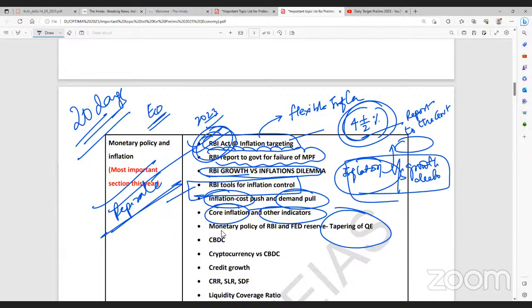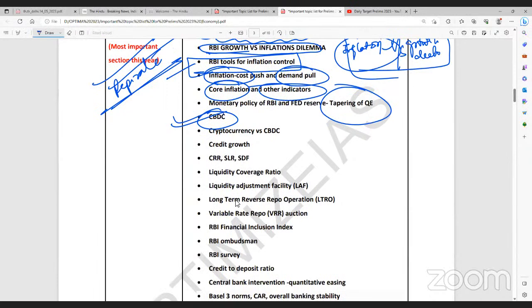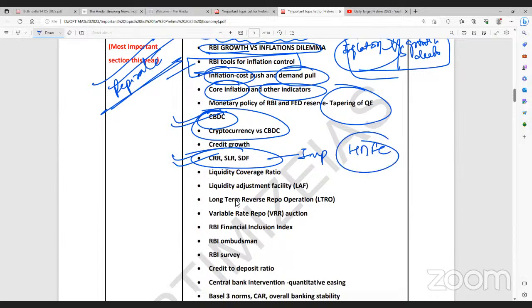Next topic is digital currency. Very, very important. They can ask you what the features of digital currency are. Then CRR, SLR and SDF. SLR is very important this year because of the HDFC Bank merger. CRR and SLR are very, very important.